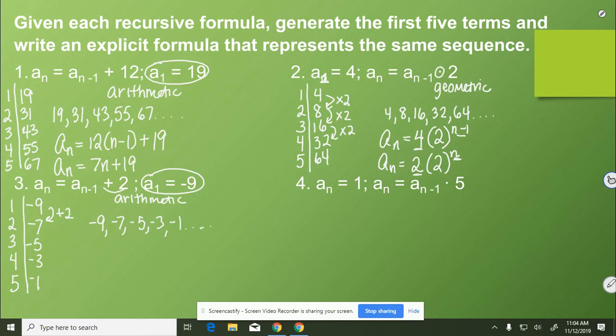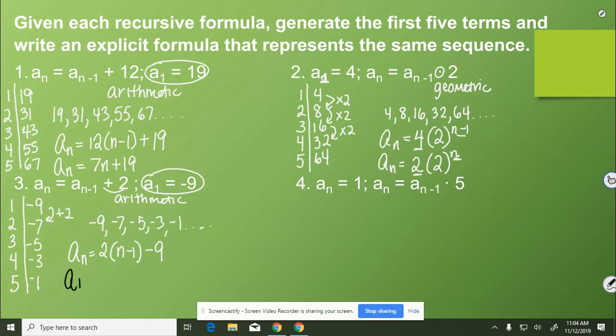Then the explicit formula, like the one above, would be A of n equals the common difference of 2 times n minus 1, minus 9. Since I'm starting with the first term, I have n minus 1 in parentheses. Now, if I went back from negative 9, subtracting 2 would give me negative 11.